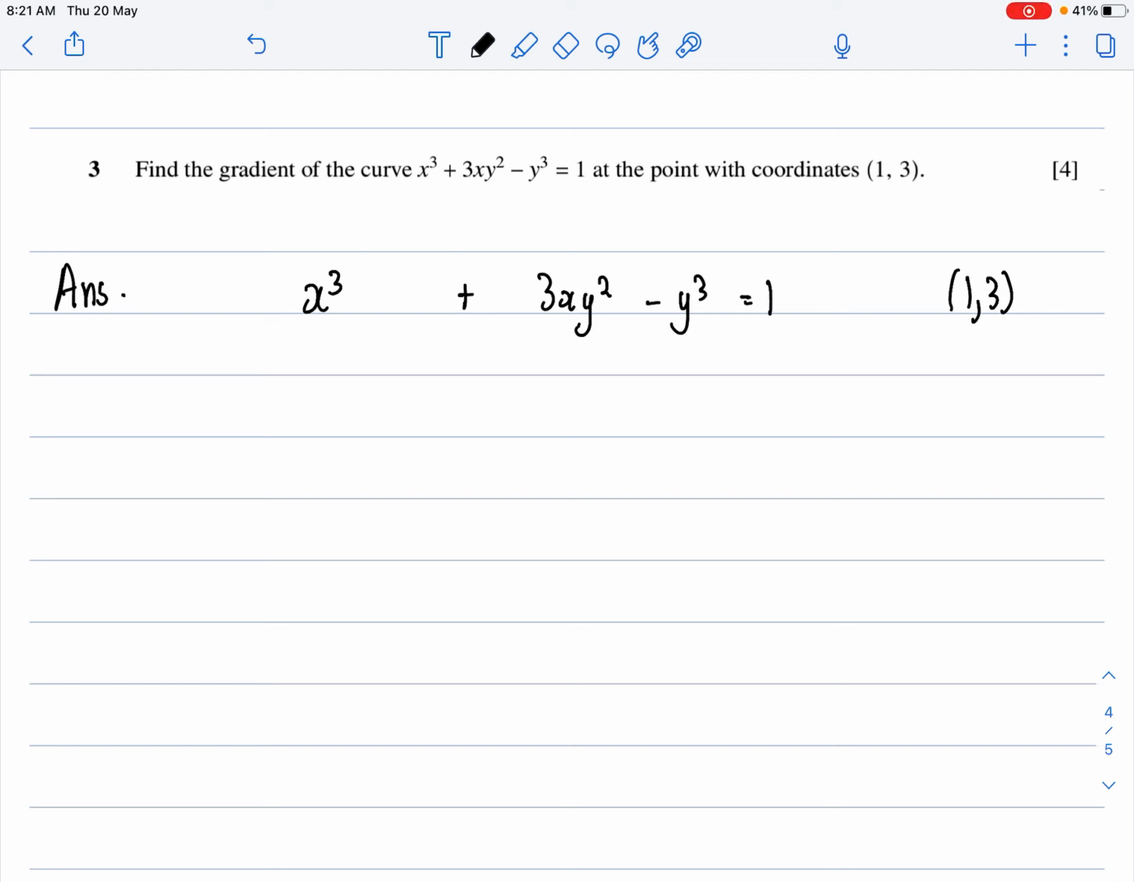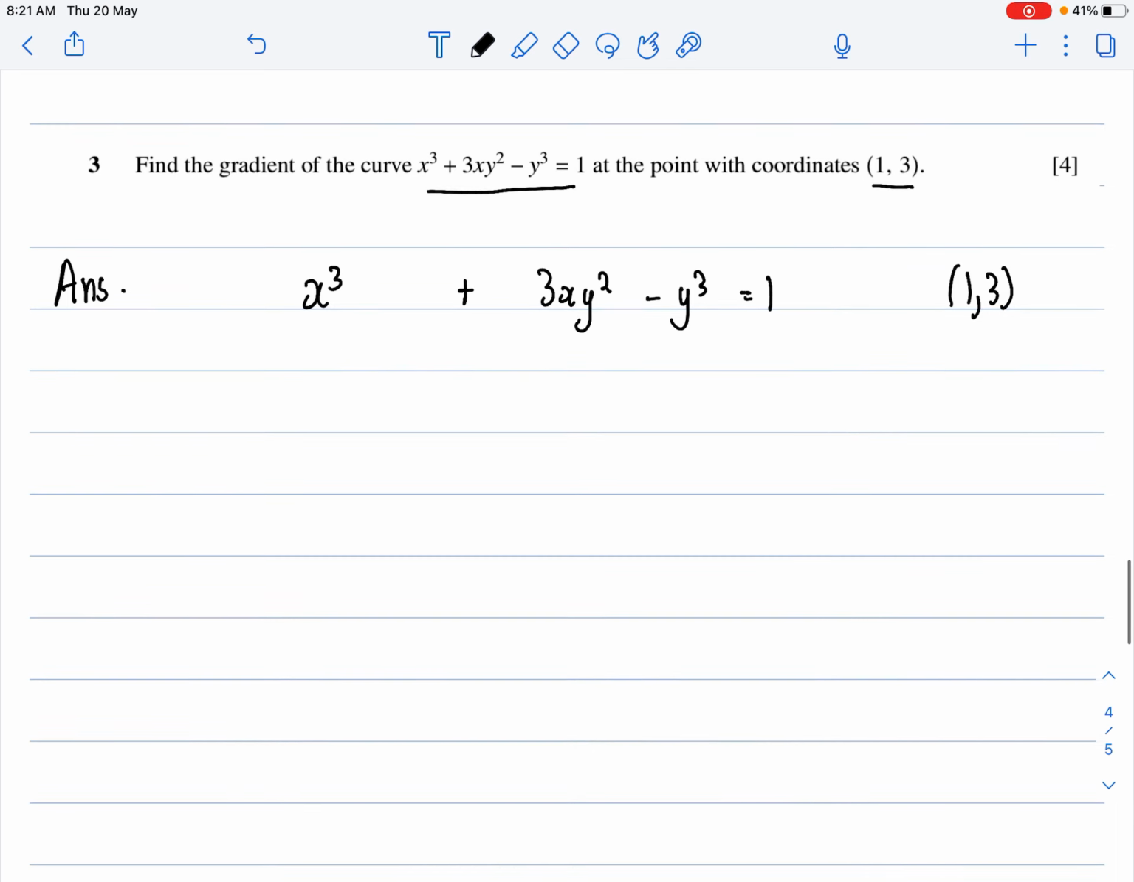This is the third question of the paper. So we need to find the gradient of the curve with this equation, at the point (1, 3). What we basically need to do here is use the process of implicit differentiation.